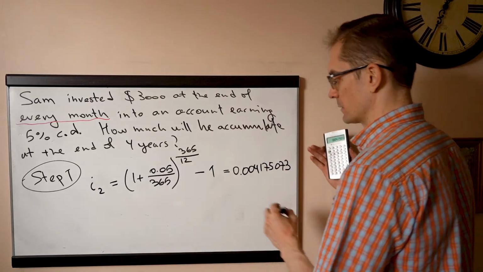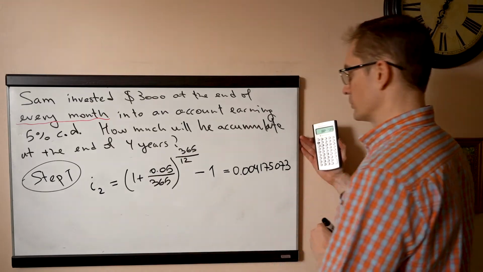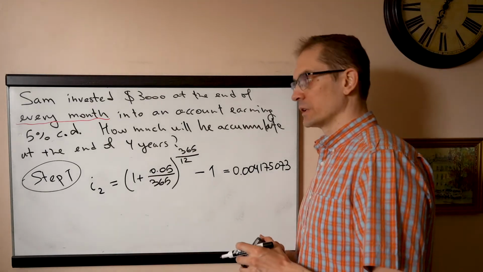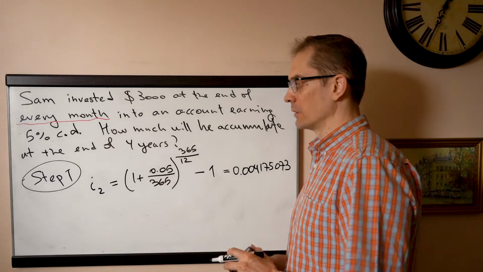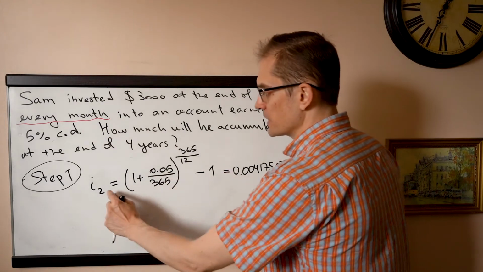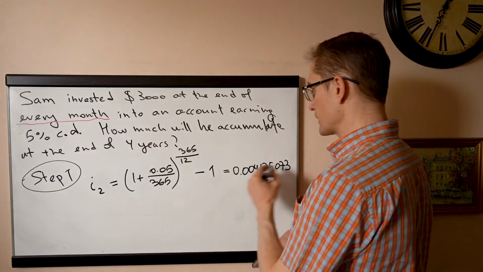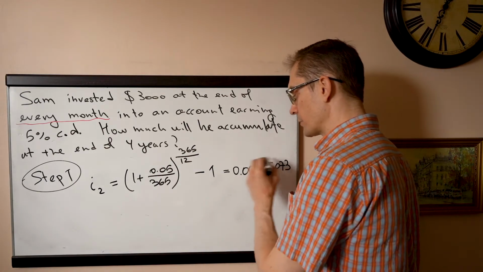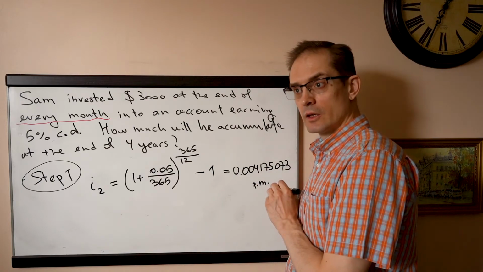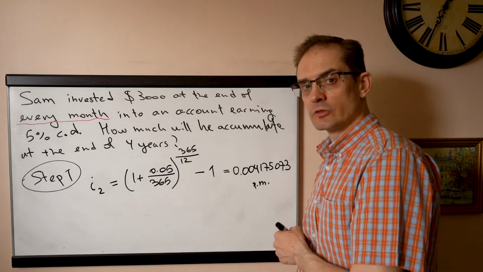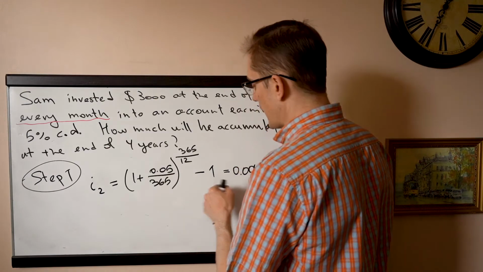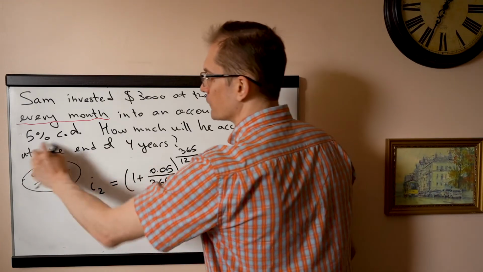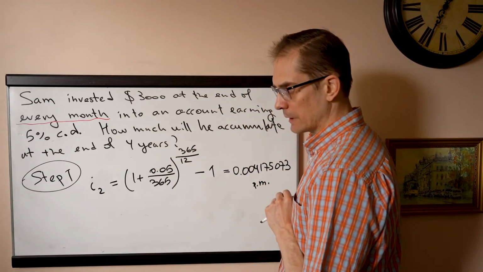So this will be 0.004175073. So that's I2. Okay. Now let's analyze very carefully what happened right now. So I found this I2. Now this I2 is a periodic rate. So this rate now is per month, right? So it's a periodic rate per month, which is compounded monthly as well, right? And this rate compounded monthly is equivalent to 5% compounded daily, right?